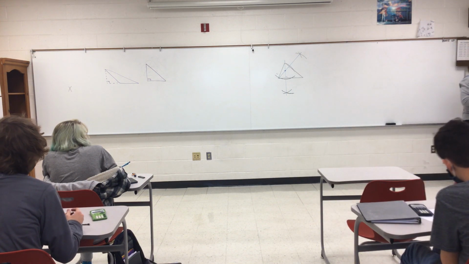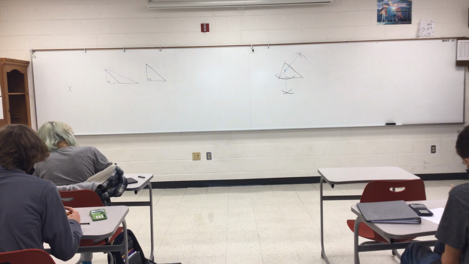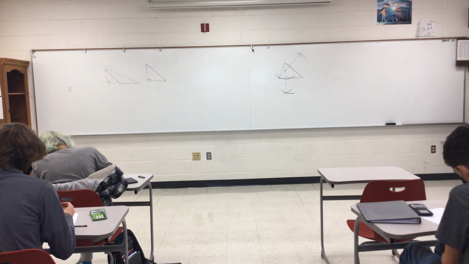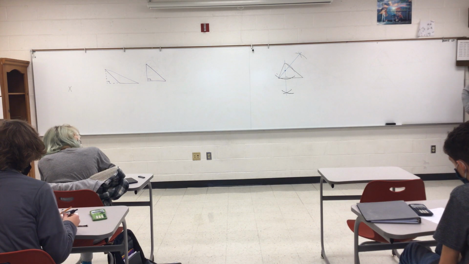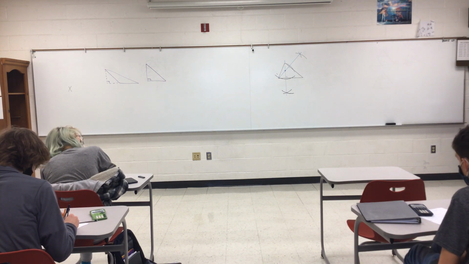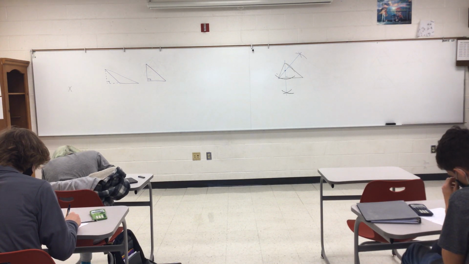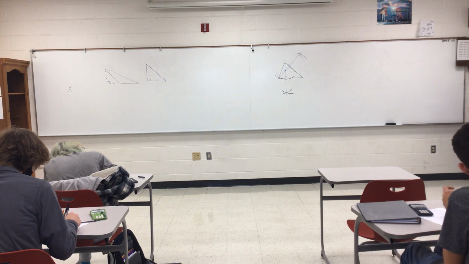So you guys do that on your paper. If you don't have a compass, draw it in at least so you can see it. Does that make sense, everybody? So there would be how many altitudes in a triangle? 3. There would be 3 altitudes in a triangle.